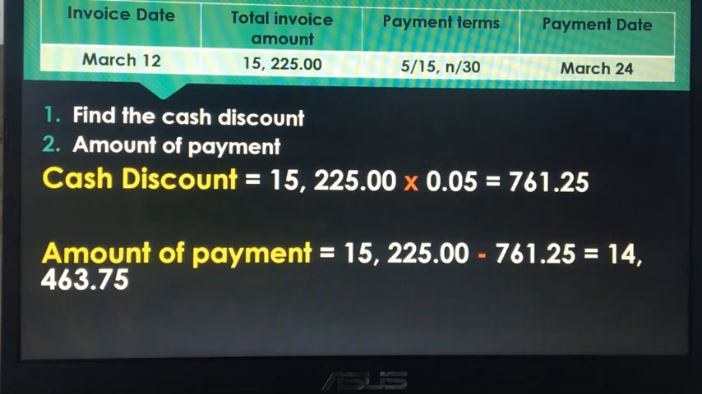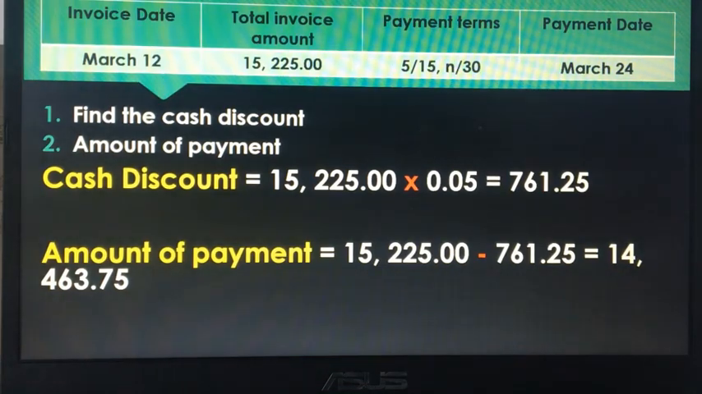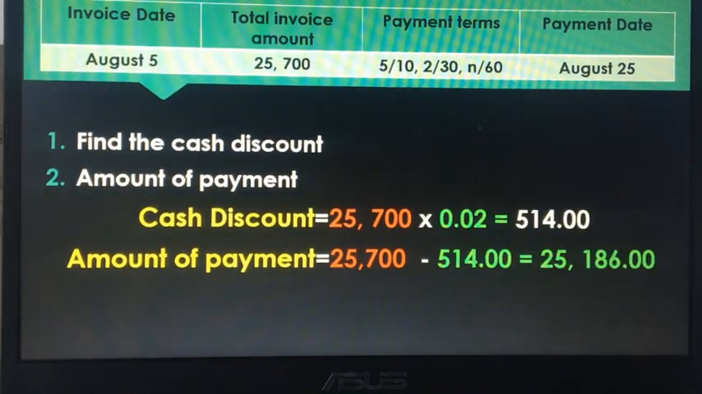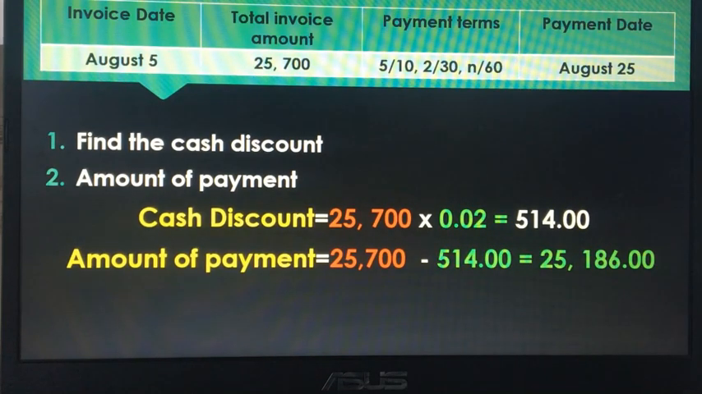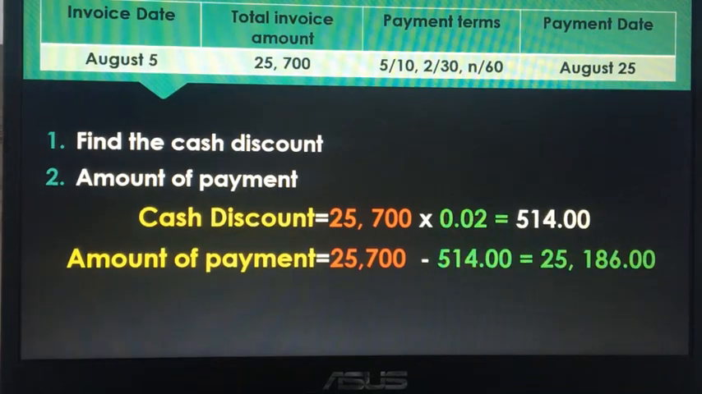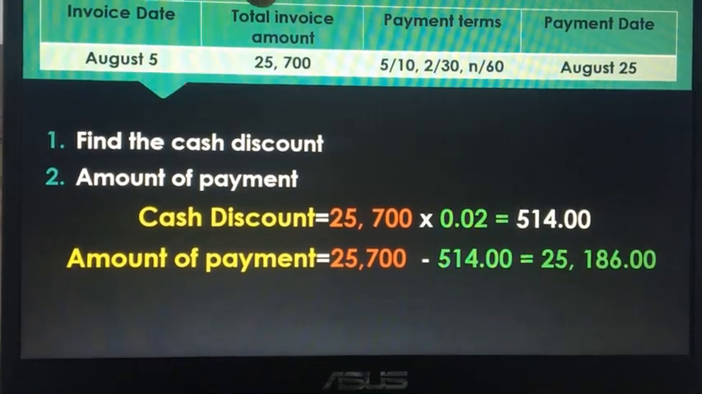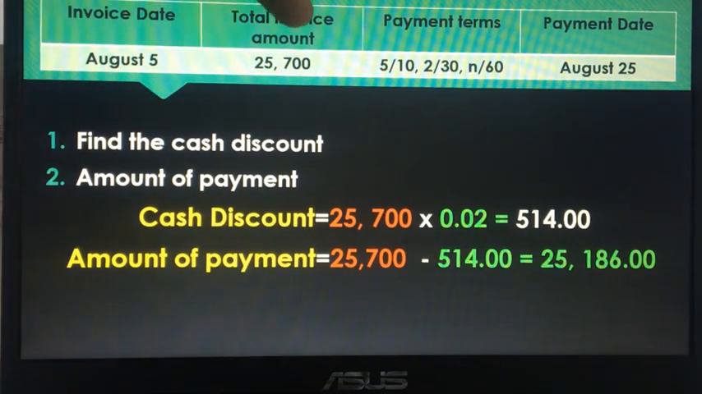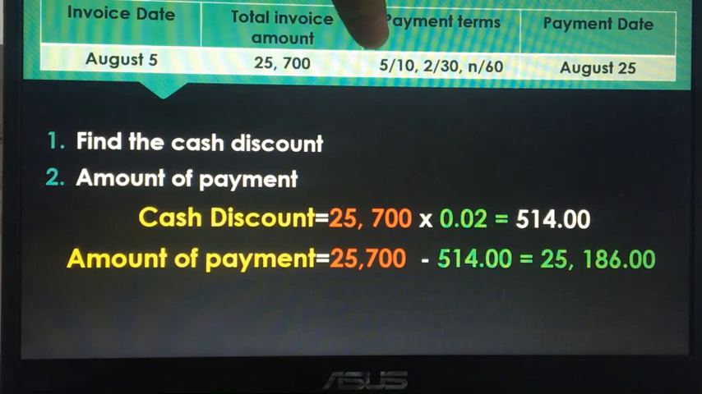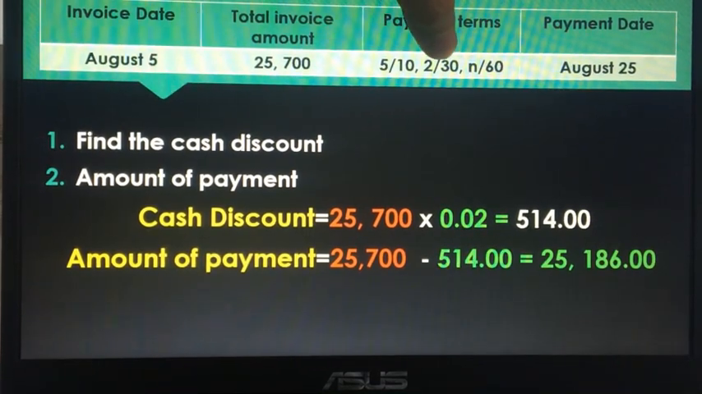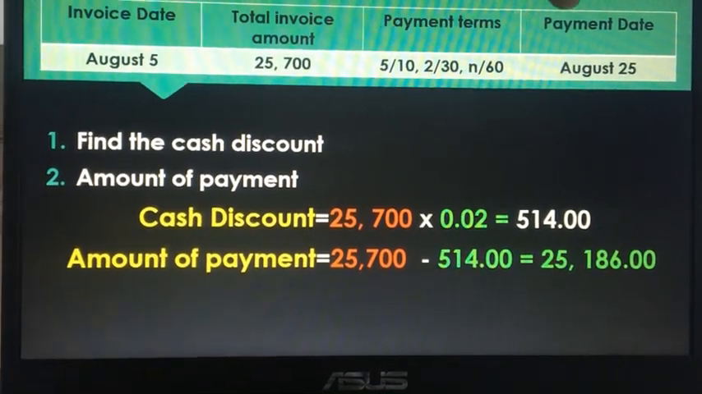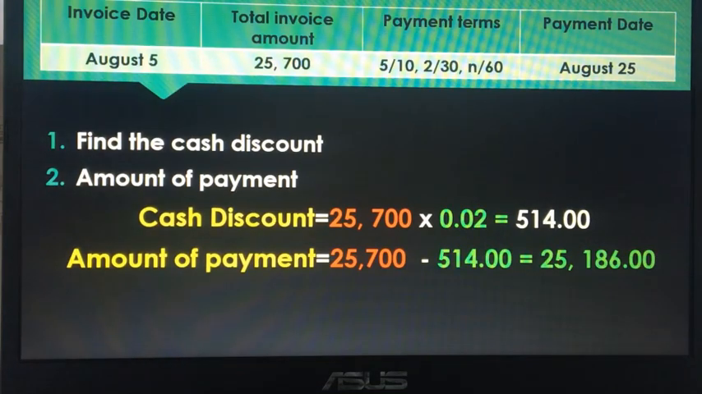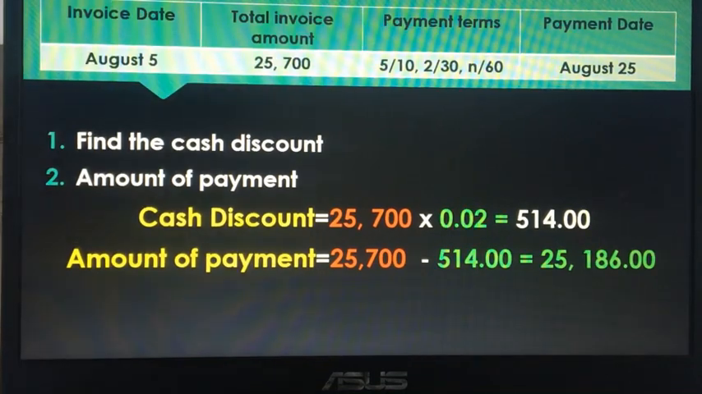Without further ado, let's proceed to problem number 2. Same thing, I have here the invoice date, August 5. The total invoice amount, the amount you purchased, is 25,700. The payment terms are 5/10, 2/30, and N/60. And the payment is done on August 25. Before we solve, let's identify what is asked in this problem.